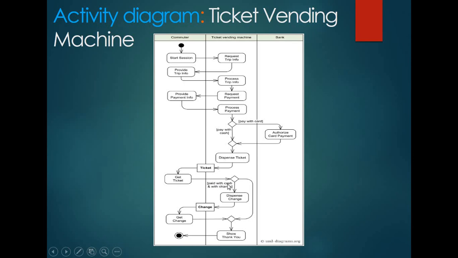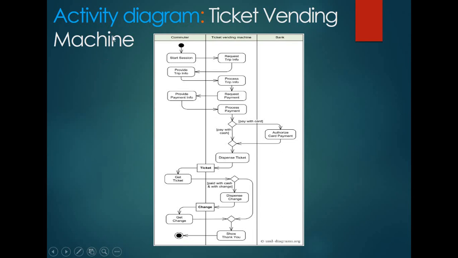the customer will ask for the change if he or she has paid with cash. If any change is required, then that change will be given to the customer. After giving change, the ticket vending machine will show the thanks message, and the ticket vending process ends at this point.